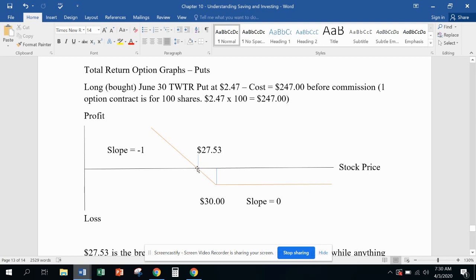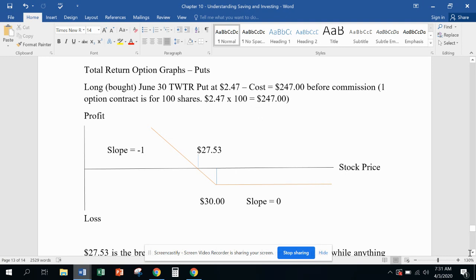At that exact point, we would be break-even. We'd have no profit and no loss. The second we go below $27.53, we actually start to make money on the options contract, and there's a slope of -1 on that. So for each dollar that Twitter goes down below this price, we're going to make $100.